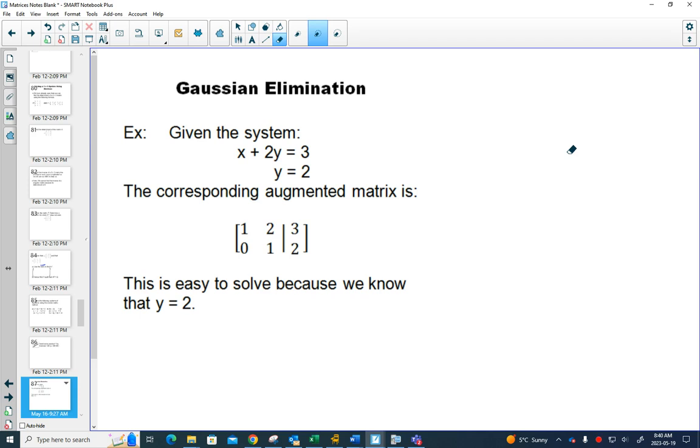Gaussian elimination. This is like the elimination technique you use for systems of equations, but with matrices.